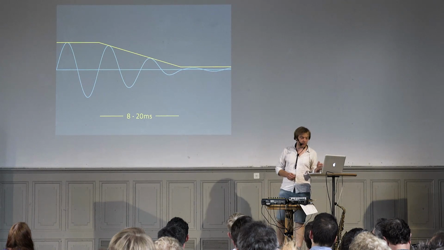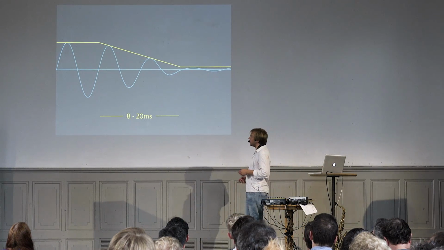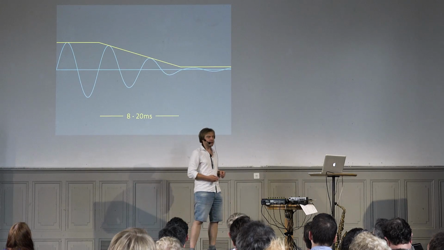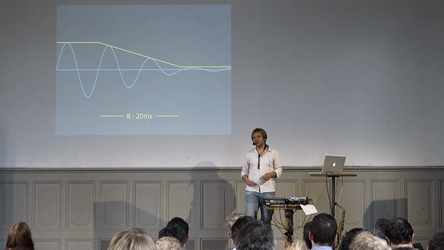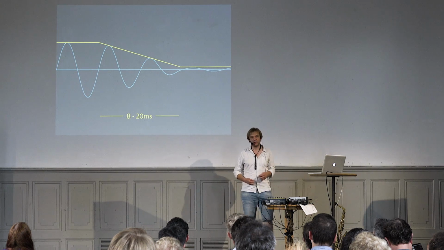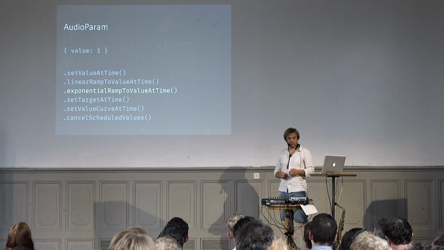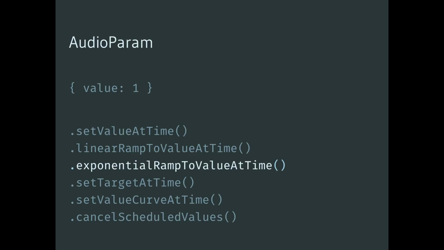What would be better would be a smooth change between one value of the gain and the next. So we're looking for a gain curve. We want the gain curve to be fast enough that we hear it as being immediate, but slow enough that we don't introduce any high-frequency artifacts into the audio signal. And to do that, we use one of the methods of the audio parameter. So in this case, I'm going to use exponential ramp to value at time, which is a bit of a mouthful.